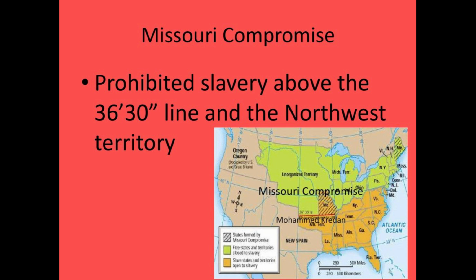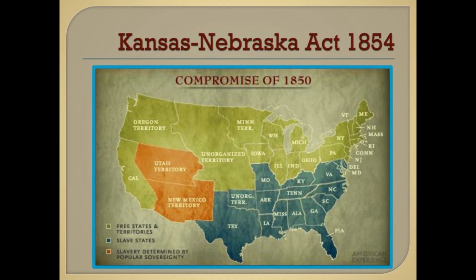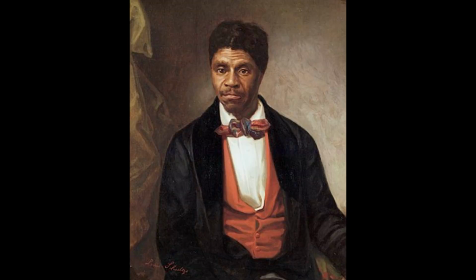The Missouri Compromise would remain in force for just over 30 years before it was repealed by the Kansas-Nebraska Act of 1854. In 1857, the Supreme Court ruled in the Dred Scott decision that the compromise was unconstitutional, setting the stage for the Civil War.